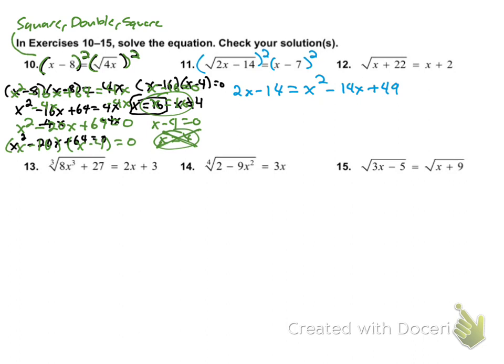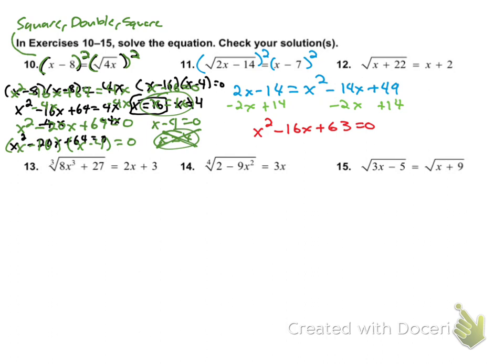From here, I'm going to combine like terms. I'm going to subtract 2x, subtract 14. I'm sorry, add 14, add 14. And that will give me x squared minus 16x plus 63. So I need two factors of 63 that add to give me negative 16.